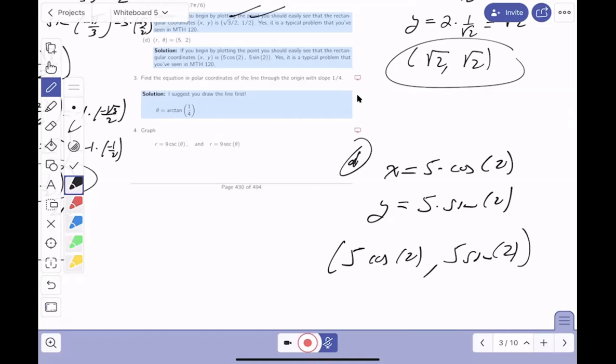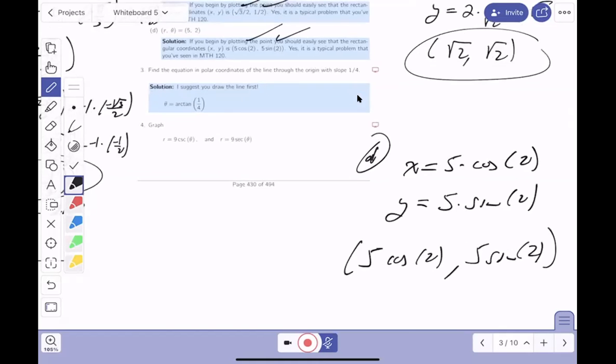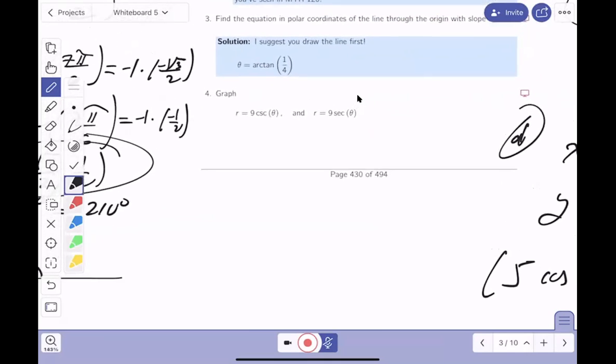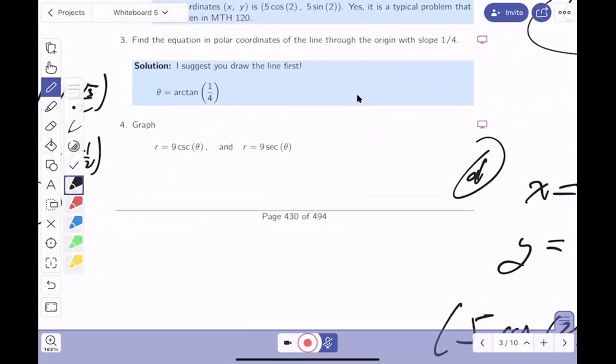Let me take a look at the answer key. 5 cosine of 2, 5 sine of 2. Not so bad. All right, let me go to number 3. And number 3 says, find the equation in polar coordinates of the line through the origin with slope 1/4. Well, what I would do over here is I have to visualize this one because I'm kind of confused by it, but it says there's a line through the origin, and that line looks like this over here, and it's got a slope of 1/4. What does that mean? Well, if I drew a triangle, this would be 1, this would be 4.